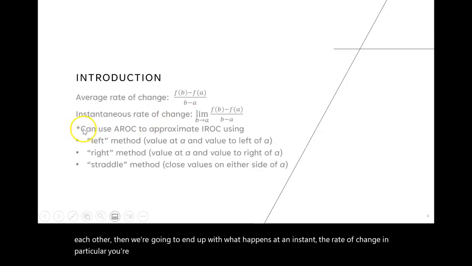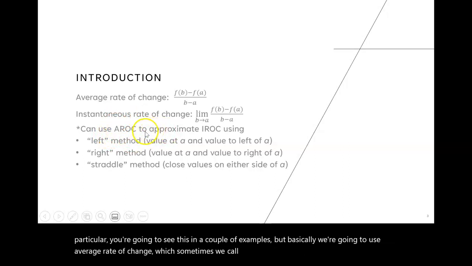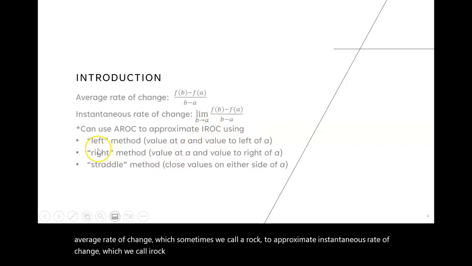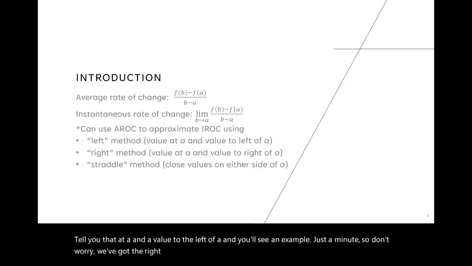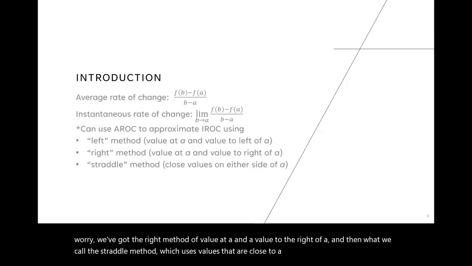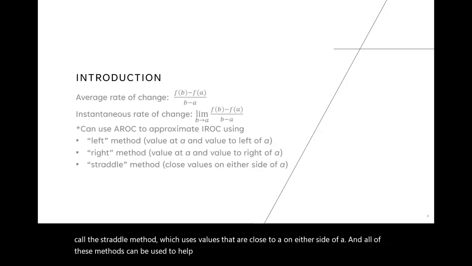You're going to see this in a couple of examples, but basically we're going to use average rate of change, which sometimes we call AROC, to approximate instantaneous rate of change, which we call IROC, using either a left method, so that's approximating using a value at a and a value to the left of a. And you'll see an example in just a minute, so don't worry. We've got the right method, a value at a and a value to the right of a. And then what we call the straddle method, which uses values that are close to a on either side of a. All of these methods can be used to help approximate instantaneous rate of change.